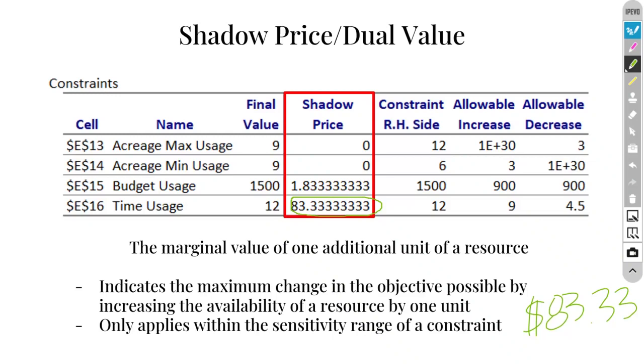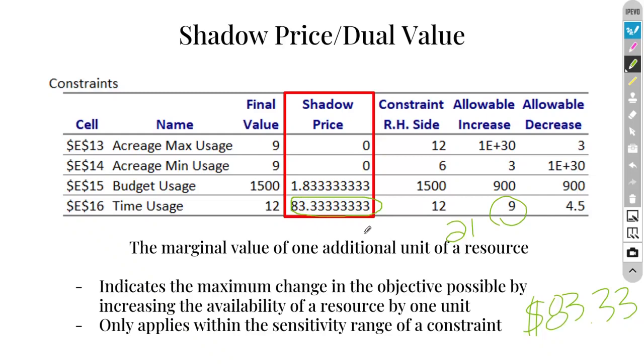Or we can also think of this with the question, how much would you be willing to pay for 1 more hour of time? Yeah? At the most, our farmer should pay $83.33 to get an extra hour, because that's as much as she can possibly add to her profit using that resource. Now, one thing that's important to know about shadow price is that this only applies within the sensitivity range. So, I could add up to 9 hours to my resources, right? We could end up having 21 hours worth of time, and for each of those additional 9 hours, our farmer has the potential to earn $83.33 more for each of them.